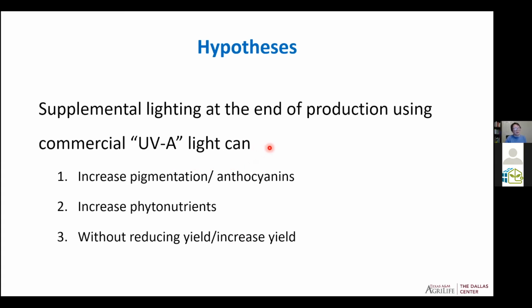So we looked at the specifics of their UVA light, and we came up with this hypothesis. Using their UVA, can we increase the anthocyanin? Can we increase the phytonutrients? And can we prevent the reduction of yield, or can we expect an increase in yield?